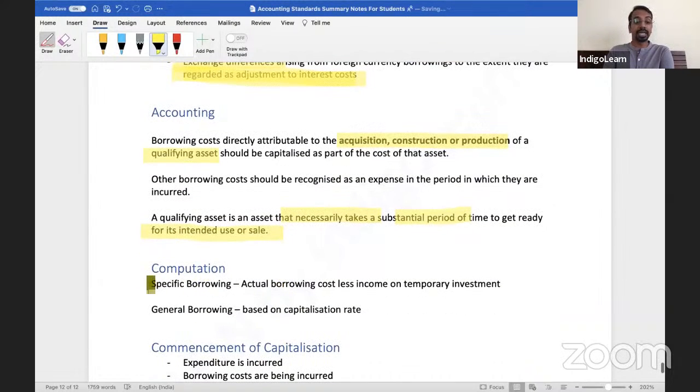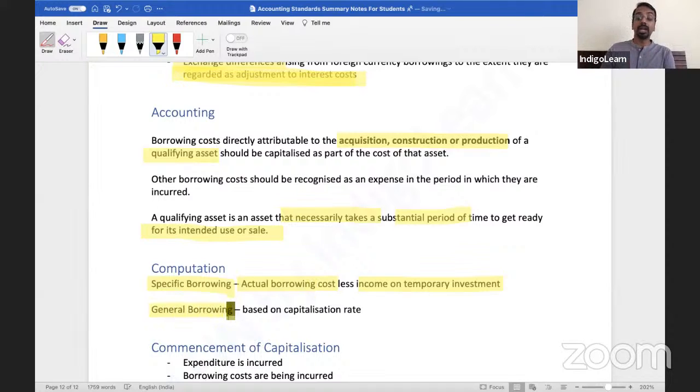Then how do you compute? If there is a specific borrowing, what is the meaning of specific borrowing? I am constructing a building. For that building, I have taken a loan, and I am using that loan amount for the purpose of the building. So I can identify this loan is going for this particular building. That is called specific borrowing. If it is a specific borrowing, you will take actual borrowing cost less income on temporary investment. Sometimes you may not be utilizing the full amount of borrowing. You may have invested it somewhere temporarily. Then the investment income will be reduced, and the actual borrowing cost incurred minus temporary investment income will be capitalized. That is the part related to specific borrowing.